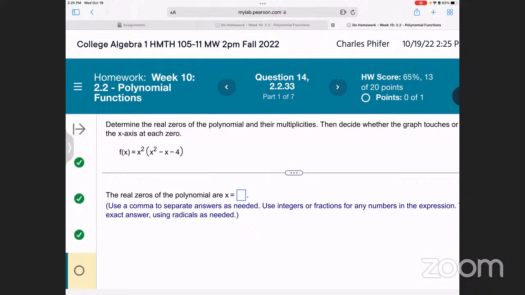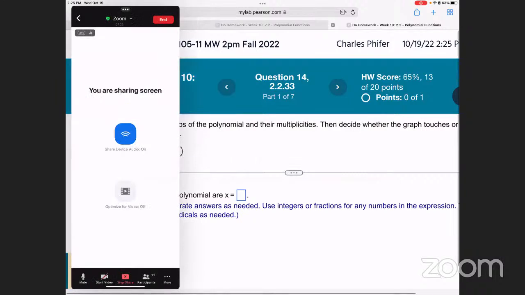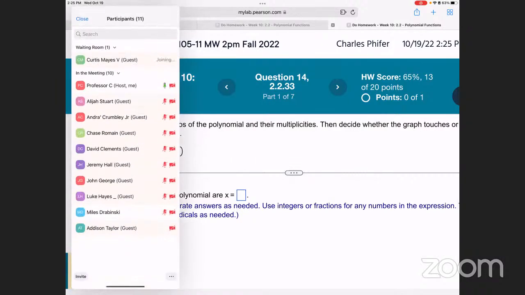Let me check Zoom really quickly. See if we got any stragglers. I got him. Got him.